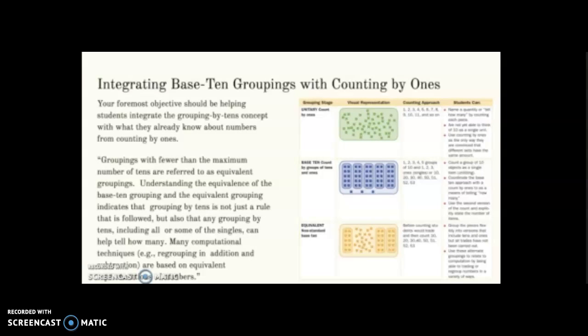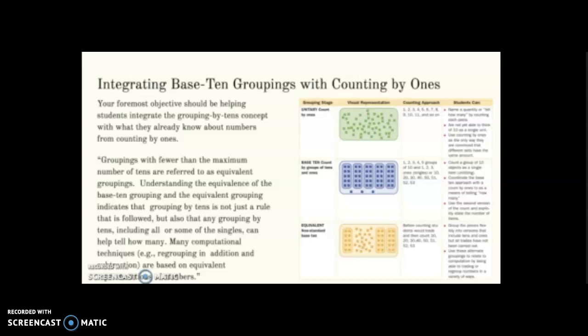Integrating base 10 groupings with counting by ones. The objective is to help students understand the concept of integration by knowing how to group by tens. Your foremost objective should be helping students integrate the grouping-by-tens concept with what they already know about numbers from counting by ones. Groupings with fewer than the maximum number of tens are referred to as equivalent groupings.